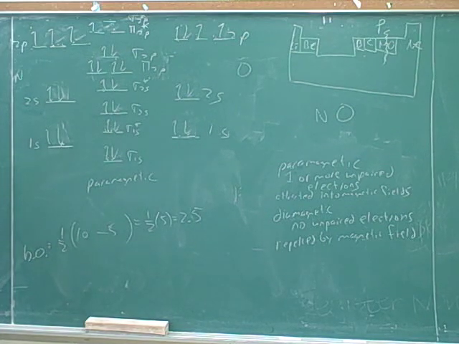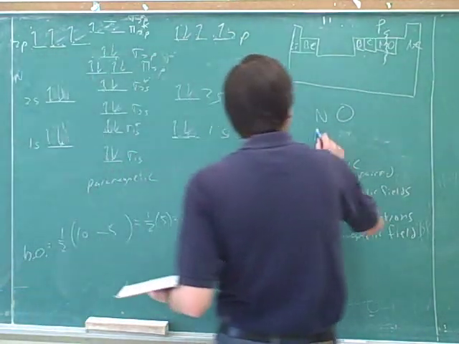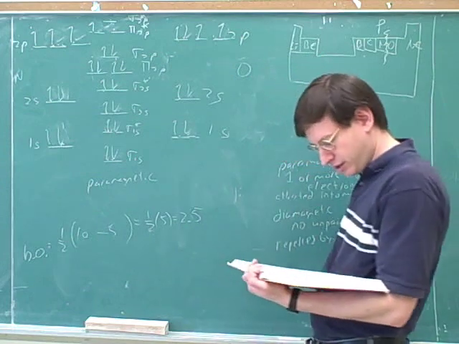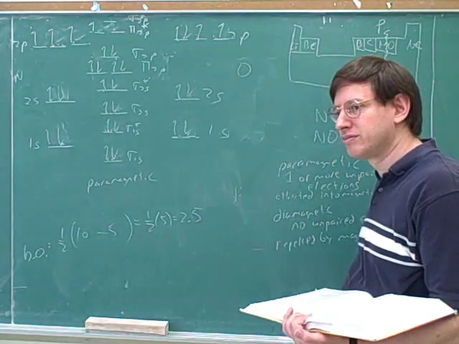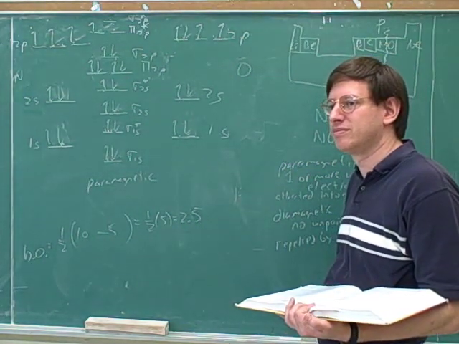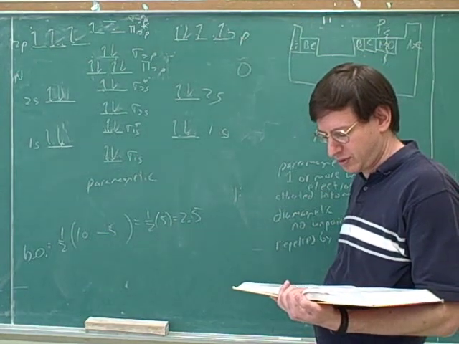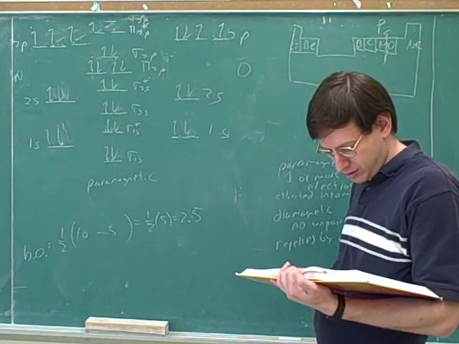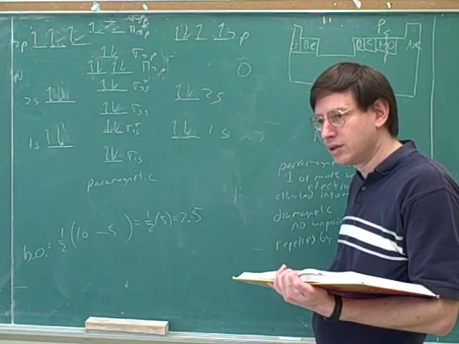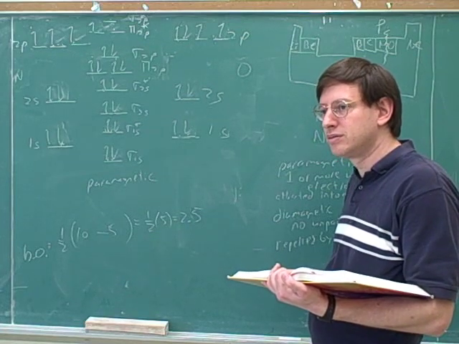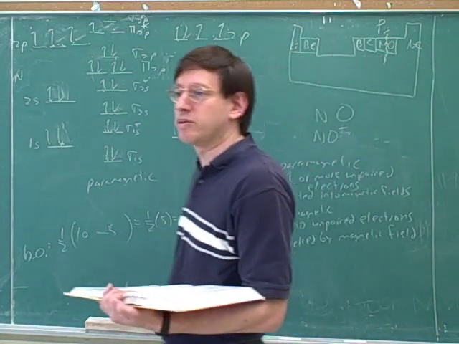So is this paramagnetic? Yes. How about if we ionized it? Would it still be paramagnetic? No. Because you'd be taking away that one. It's in the pi 2p? Yeah. All right, we take away that. What else would we take away?